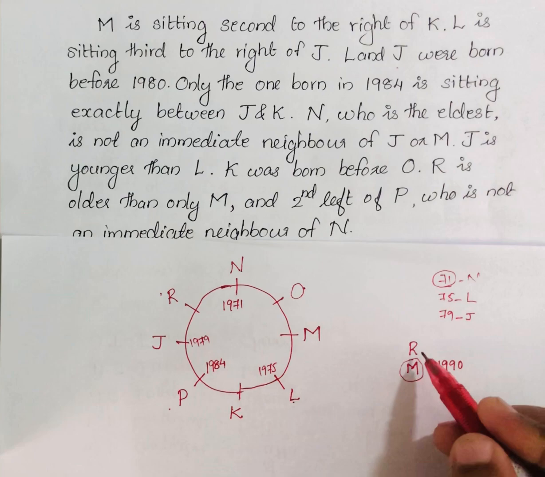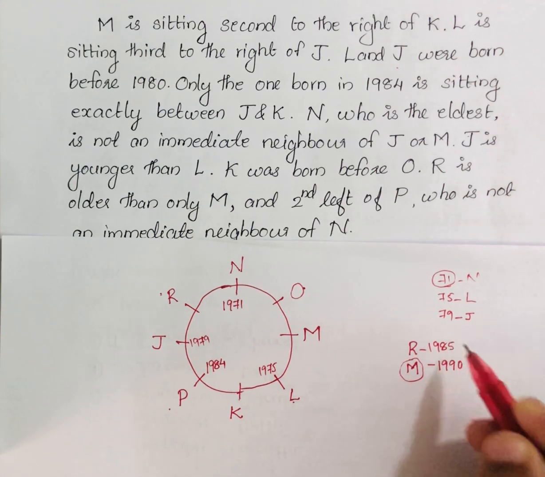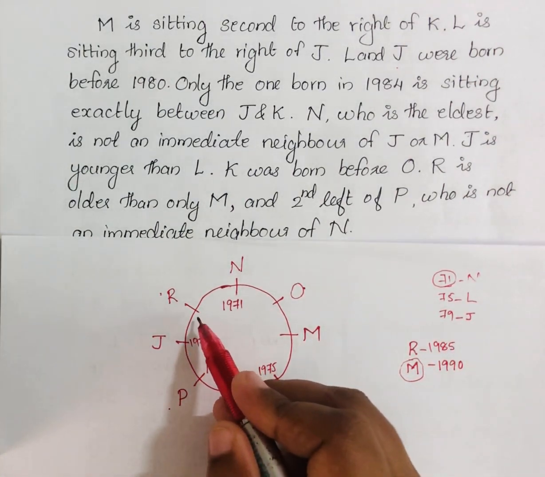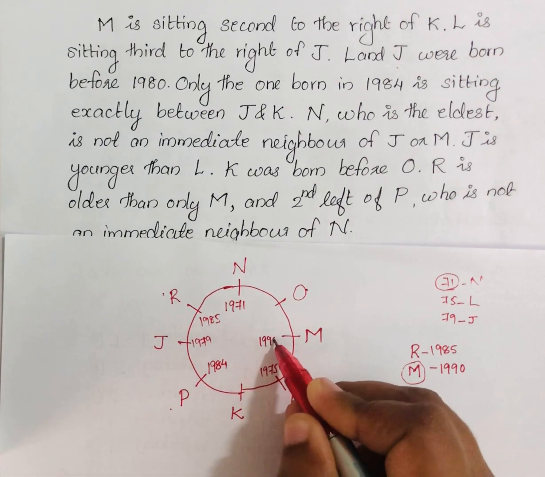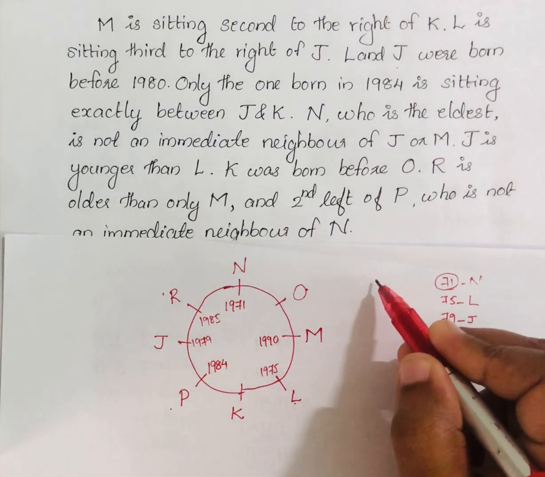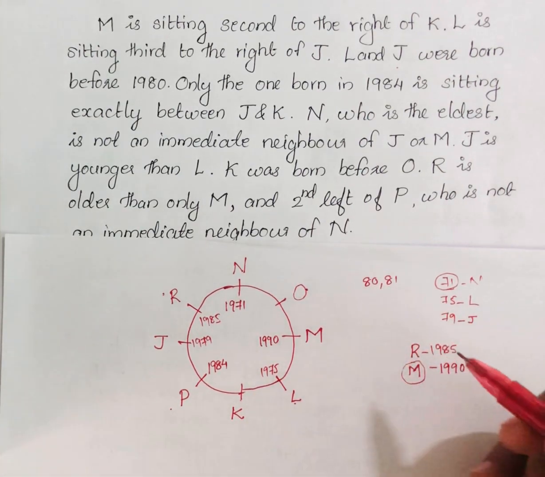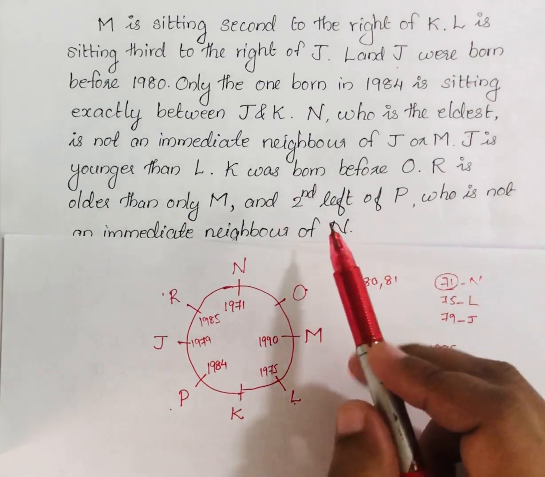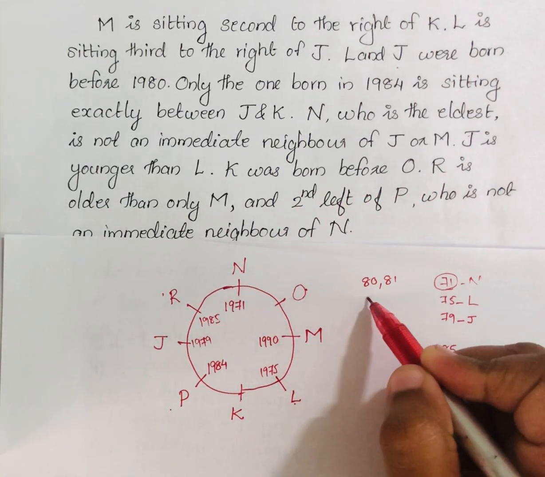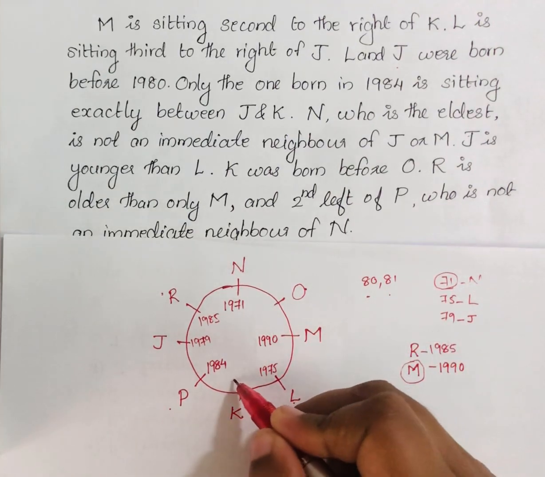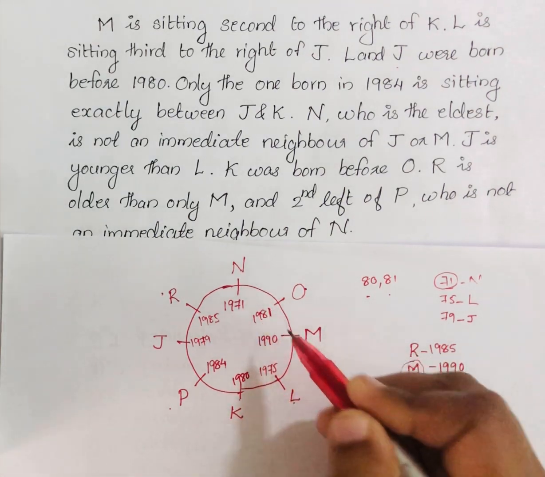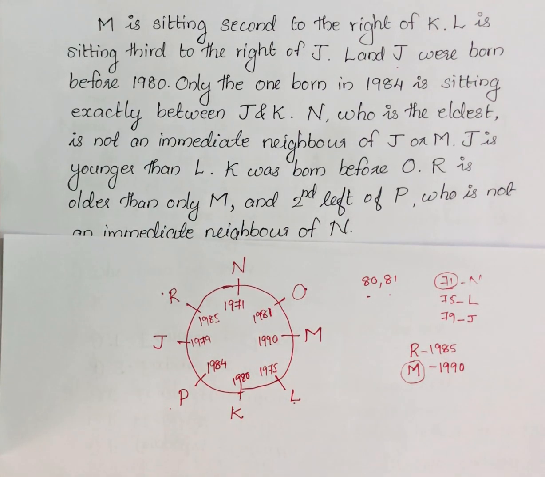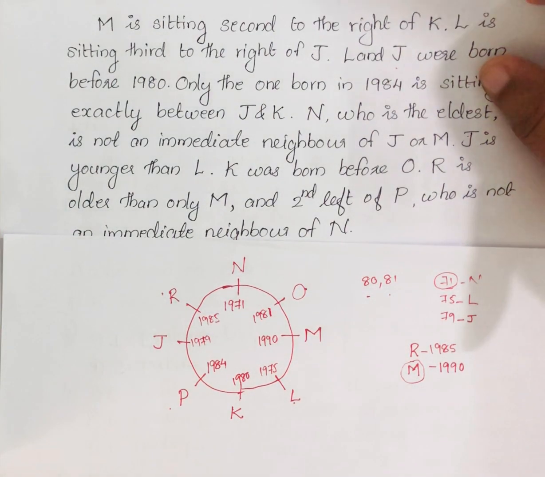So M is 1990 and R is 1985. So the remaining 2 years are there, 80 and 81. One condition is there, K was born before O. K before O. So K is 1980 and O is 1981. This is the arrangement. Okay, so we can go for our questions.